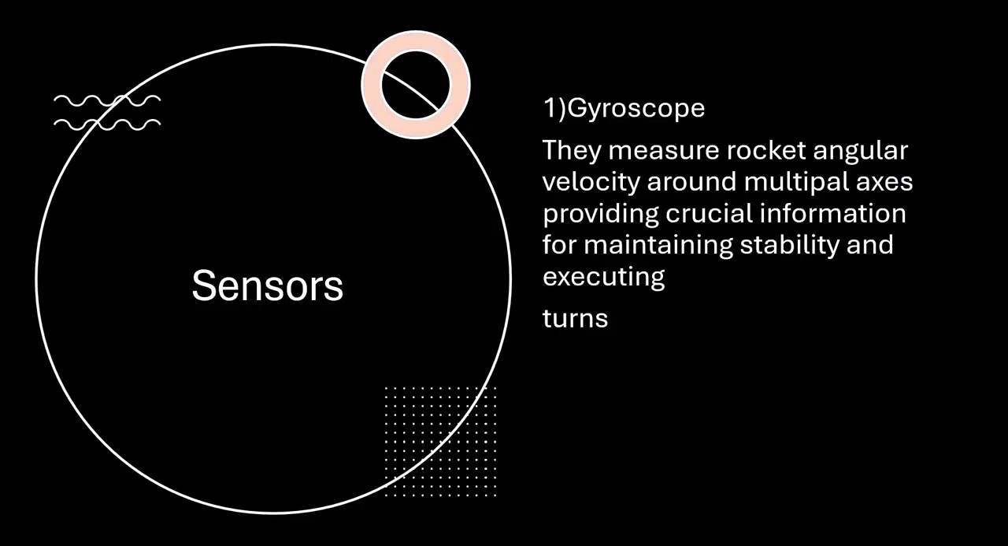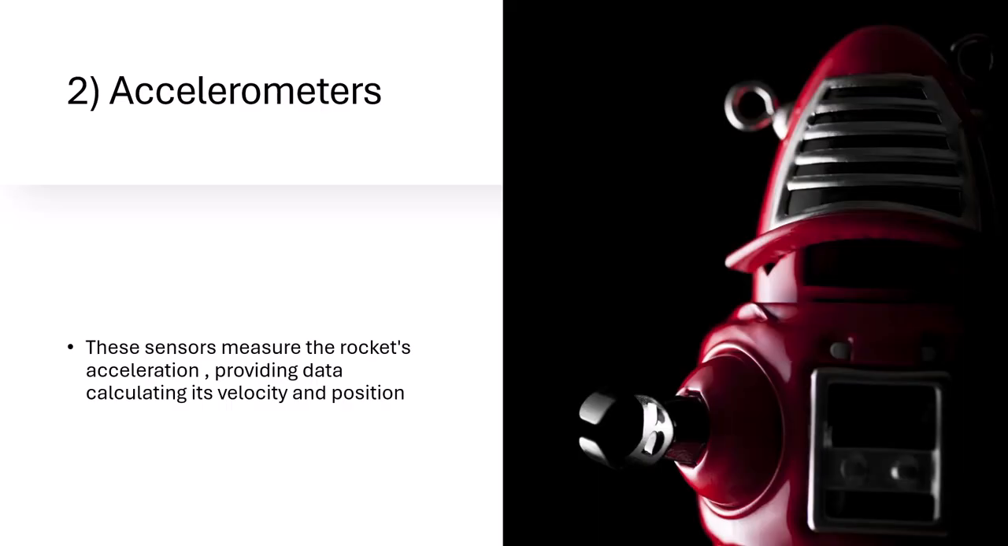One is the gyroscope. Gyroscopes measure the rocket's angular velocity around multiple axes, providing crucial information for maintaining stability and executing turns. What is angular velocity? It is the velocity at which a body is spinning. The rate at which a body is spinning is known as the angular velocity. Then we have the accelerometers. These sensors measure the rocket's acceleration and provide data for calculating the velocity and position.